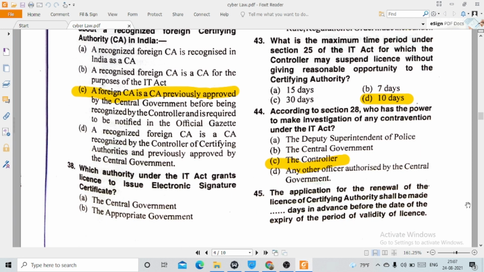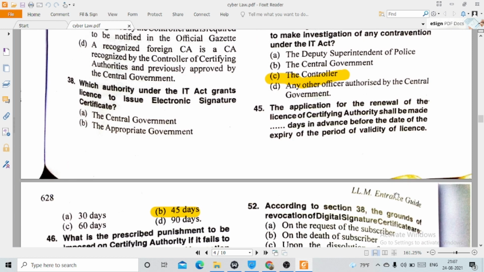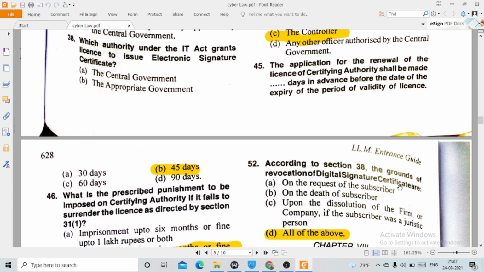Then 44. According to section 28, who has the power to make investigation of any contravention under the IT Act? This is option number C, the controller. 45. The application for the renewal of the license of the certifying authority shall be made __ days in advance before the date of the expiry of the period of validity of the license. So this is option number B, 45 days.